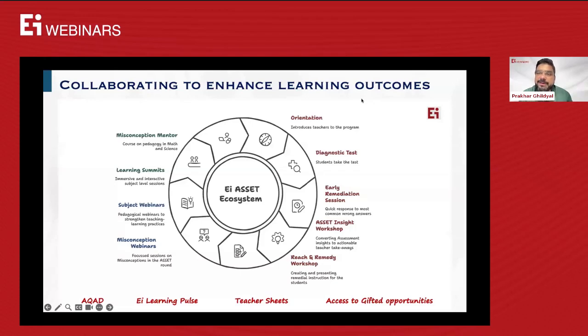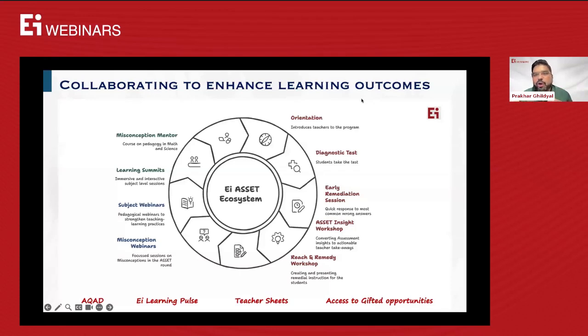Then we have a misconception mentor course for people who want to become teacher champions. This is a 4-month highly rigorous, certificate-driven course, and there are certificates at the level of participation and at the level of excellence.